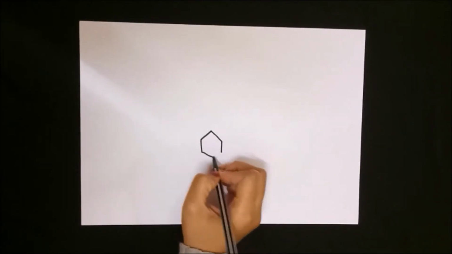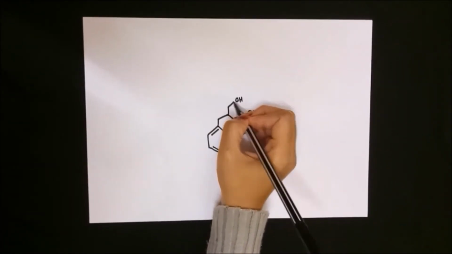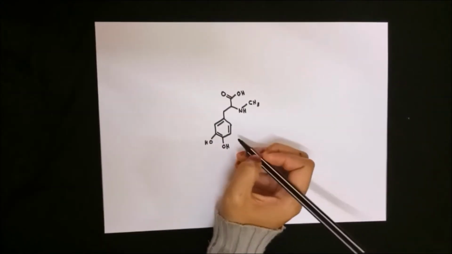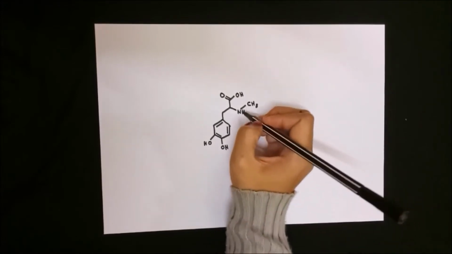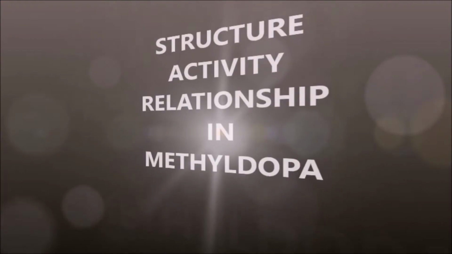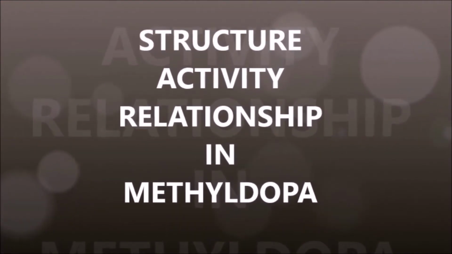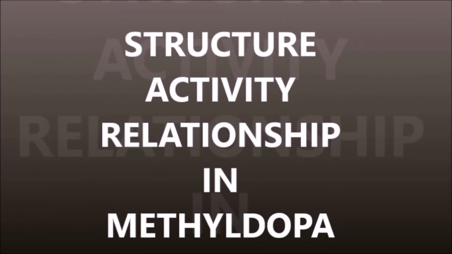Medicinal chemistry of methyldopa. This is the molecular structure of methyldopa. This drug has some functional groups. The first one is the benzene ring, 2-hydroxyl group, secondary amine group, and carboxylic group. There are some structure-activity relationships that are responsible for the binding interaction of this drug with its binding region, which enable it to show its antihypertensive effect in the human body.